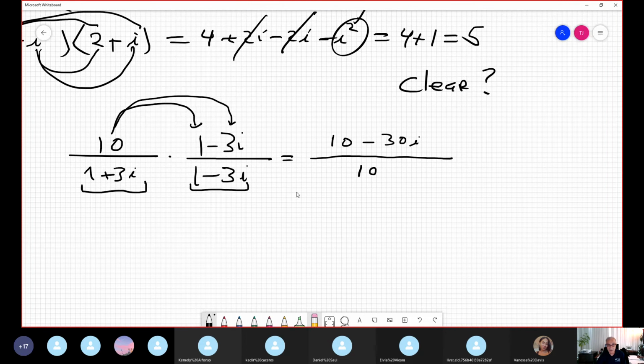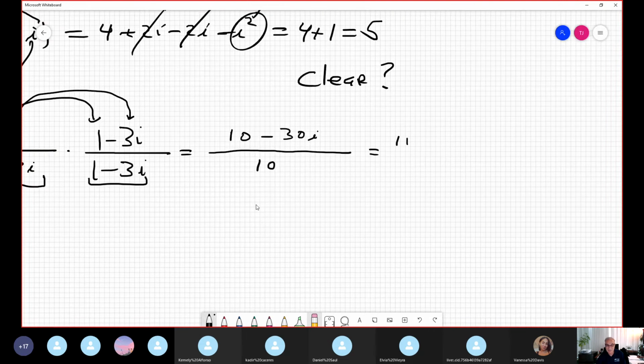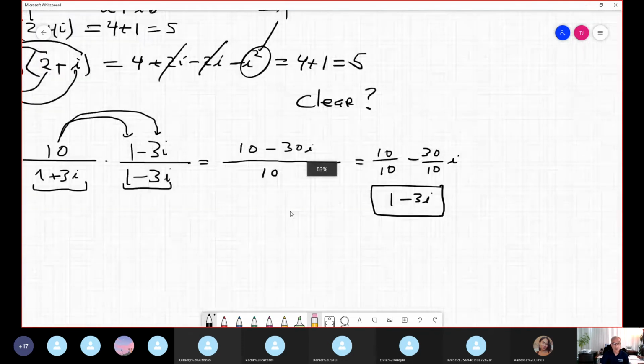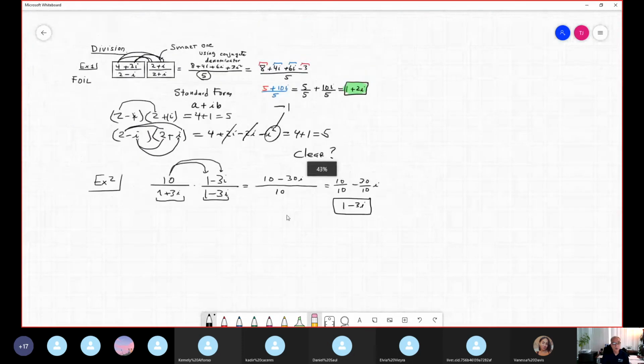Standard form. The standard form is 10 divided by 10 minus 30 divided by 10. All right. The answer is 1 minus 3. Boom. Final answer. Any question? Any question?